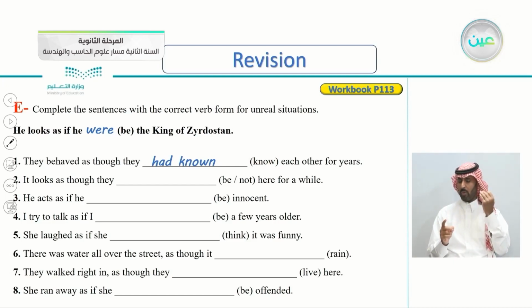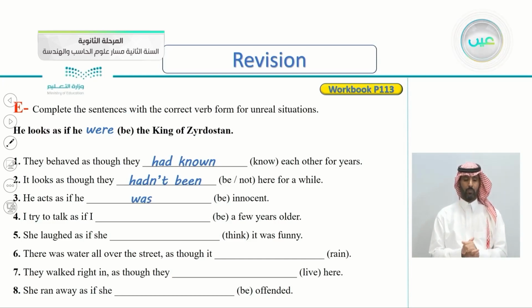Do they know each other for years? No, but they act like it. Number 2, it looks as though they be not here for a while. So the answer would be hadn't been here for a while. It looks as though they hadn't been here for a while. Number 3, he acts as if he innocent, and the verb is be. So he acts as if he, yes, was innocent. He acts as if he was innocent, but he is not.